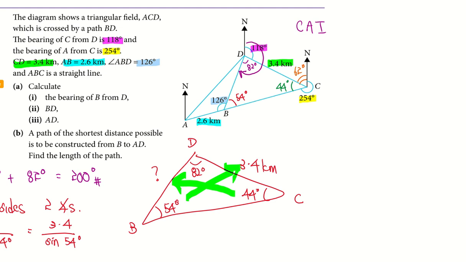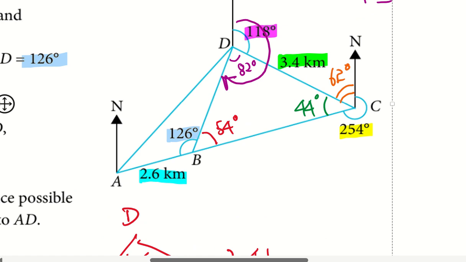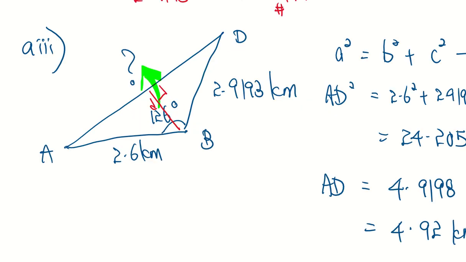Take note, in part B, I want the shortest distance possible from B to AD. So the shortest distance must be the perpendicular distance. Like I say, I need the shortest path from B to AD, so to ensure this is the shortest distance, it must be the perpendicular distance. And I'm going to transfer this information into the diagram I drew just now. I will let this shortest distance be the unknown length D.